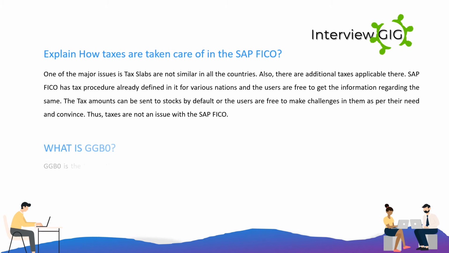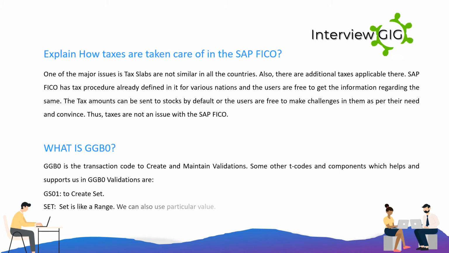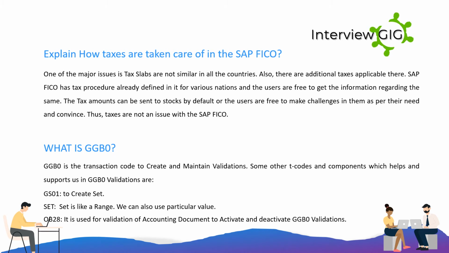What is GGB0? GGB0 is the transaction code to create and maintain validations. Some other T-codes and components which help and support us in GGB0 validations are GS01, to create a set. A set is like a range. We can also use a particular value. OB28, it is used for validation of accounting documents, to activate and deactivate GGB0 validations.